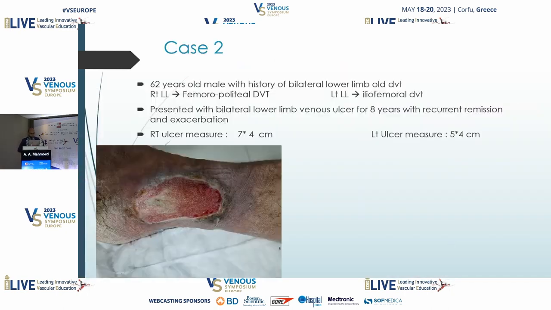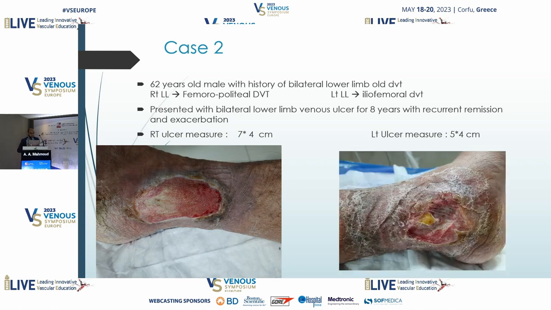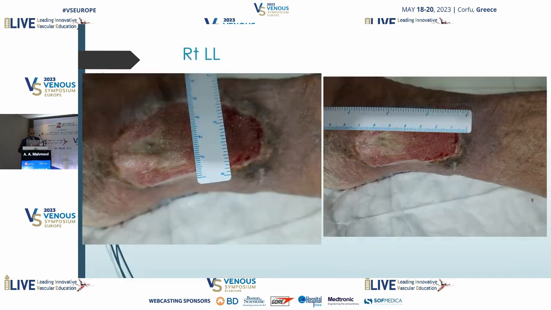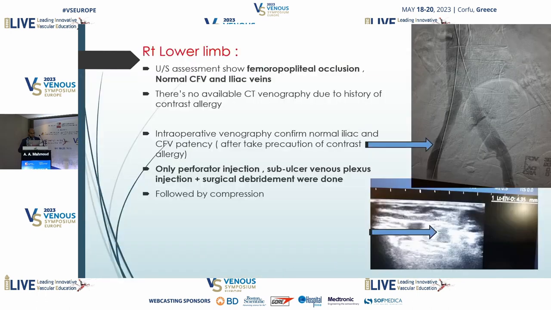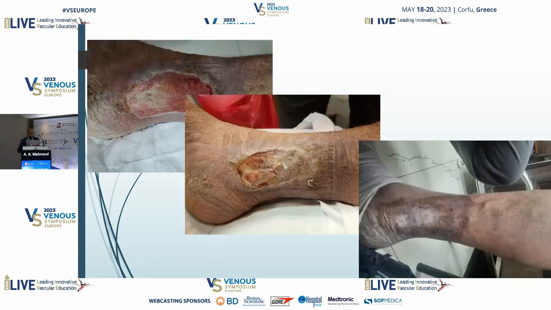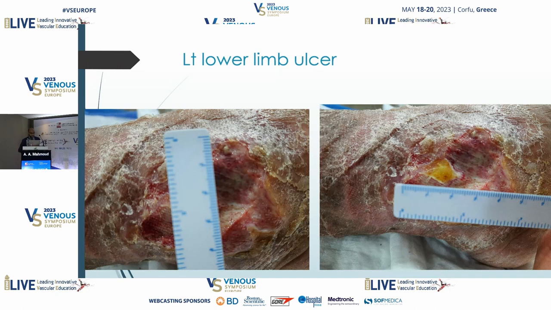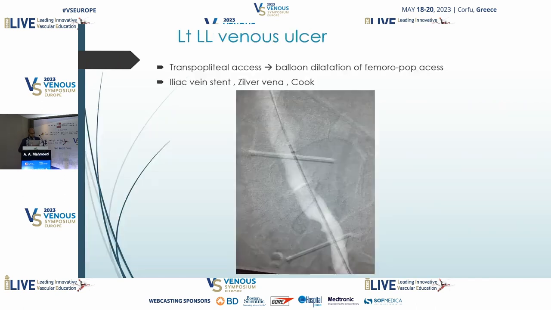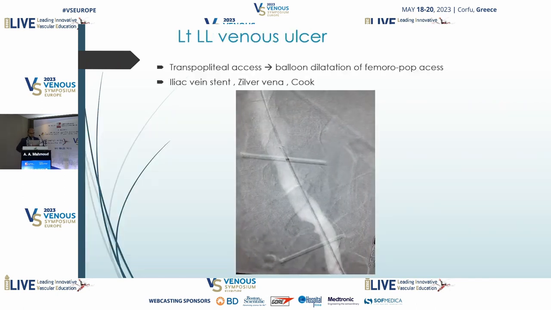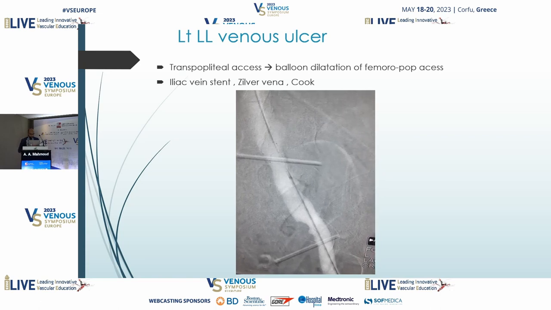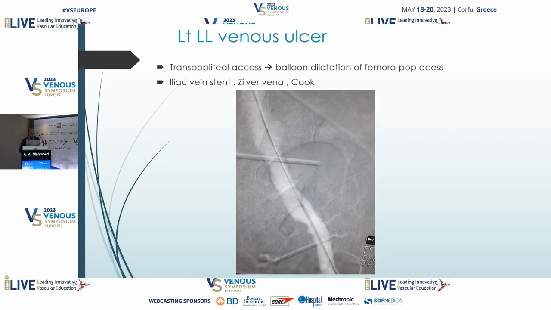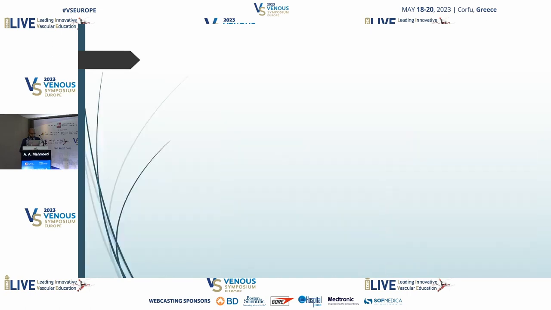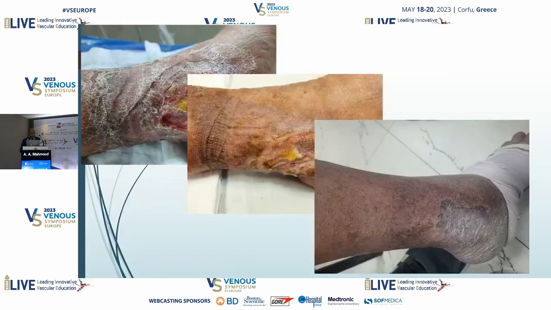The second case, we have a patient 62 years old. The right side has femoral popliteal occlusion due to old DVT, and the left side iliofemoral occlusion due to old DVT. On the right side, we have normal common femoral and iliac veins. We only did the perforator injection, and the wound got better and healed. The left side has a lesion on the left iliac side, and we have good inflow, good femoral popliteal access. We corrected the iliac lesion by insertion of a stent, and also the wound got better and healed.